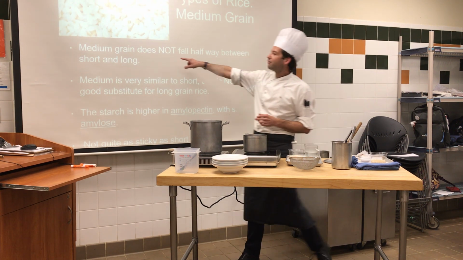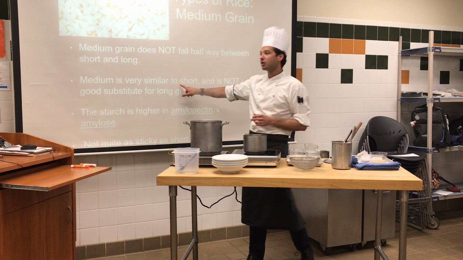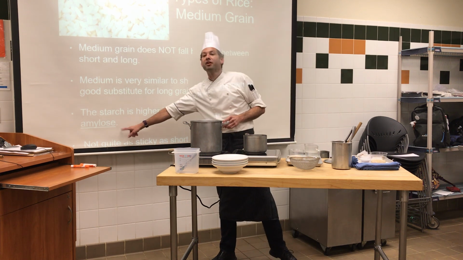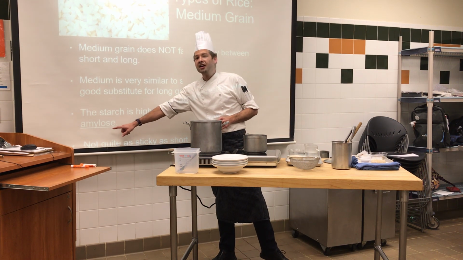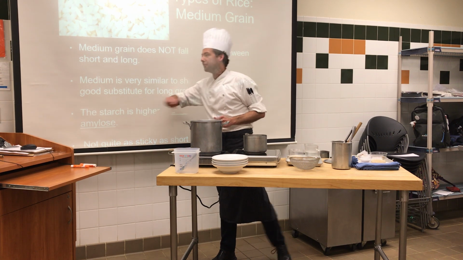Medium rice does not fall in the halfway point between short and long. Medium grain rice is more similar to short, and it contains a high amount of amylopectin with some of the amylose, right? The carbohydrate structure that does not bond.